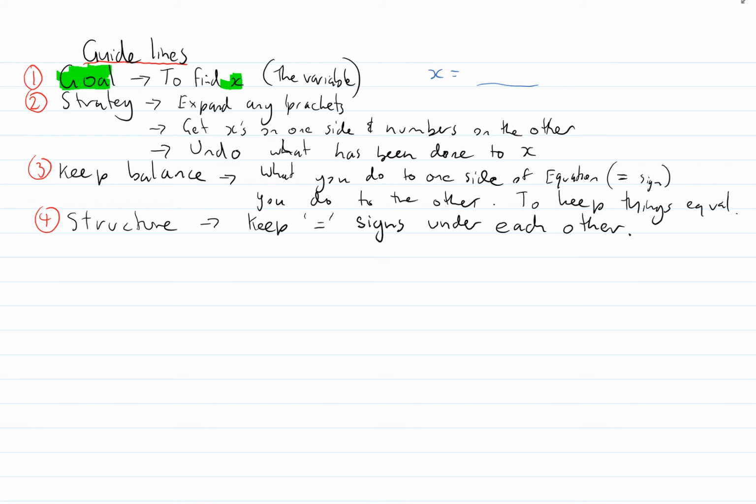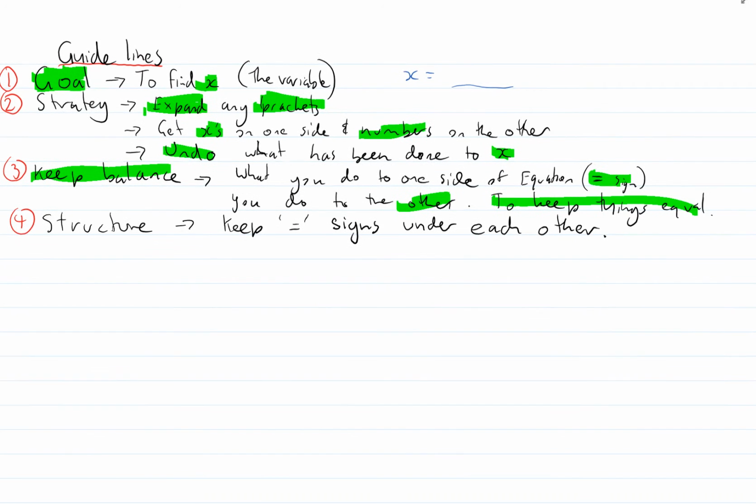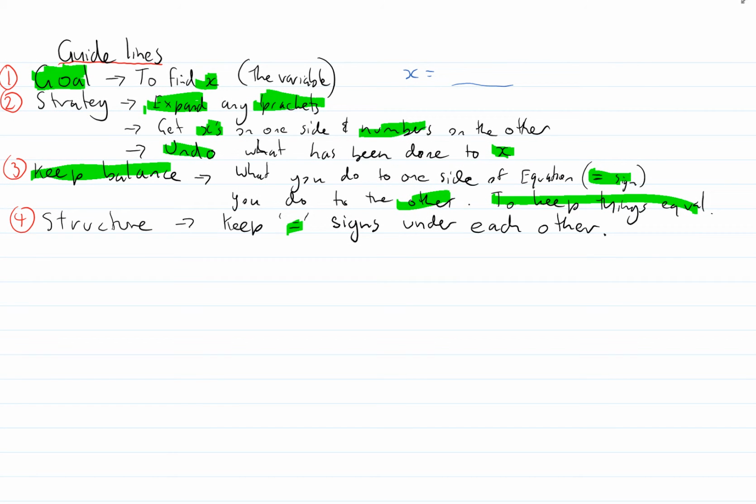A strategy: if we have got any brackets, we should expand them. And we want to get the x's on one side of the equals and numbers on the other side. So you'll see what I mean. And we're trying to undo what has been done to x. And we're trying to keep the balance. What you do to one side of the equal sign, you do to the other side. And this keeps things equal. And for the structure, just try and keep your equal signs underneath each other.